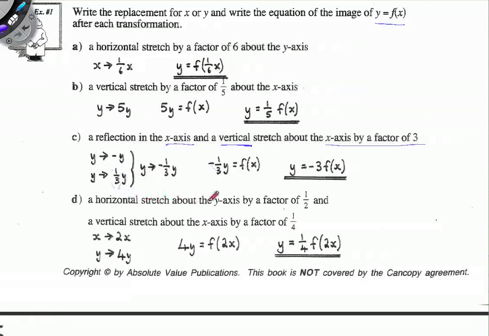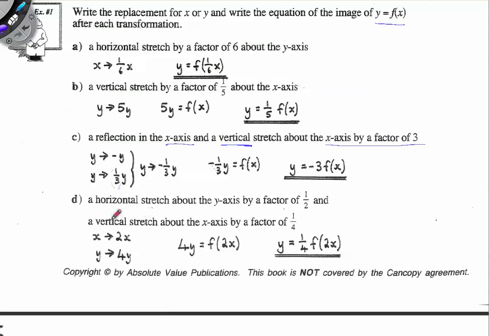D, a horizontal stretch about the y-axis by a factor of a half, and a vertical stretch about the x-axis by a factor of a quarter. Well, if it's a horizontal stretch about the y-axis, you're affecting x. This will affect x, and it's by a factor of a half. So beside x, you're going to write x goes to 2x. You're going to put a 2 beside the x. That takes care of the stretch of a half.